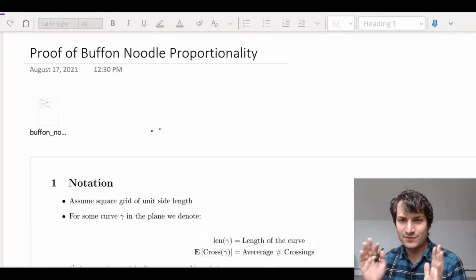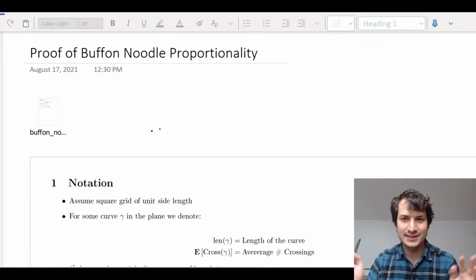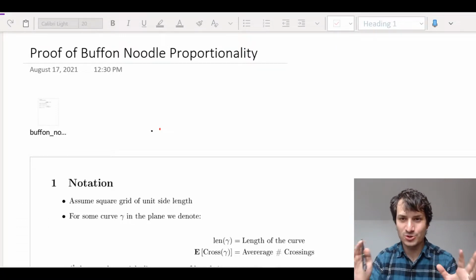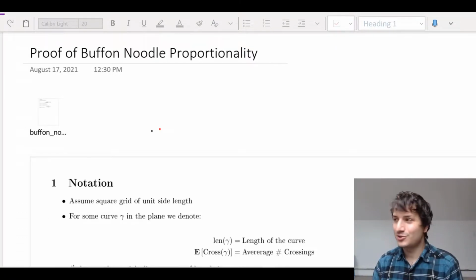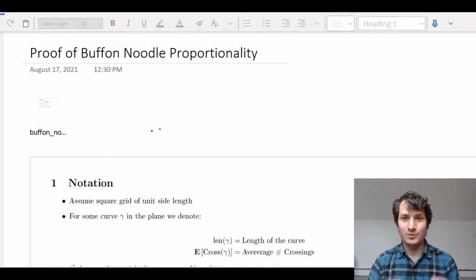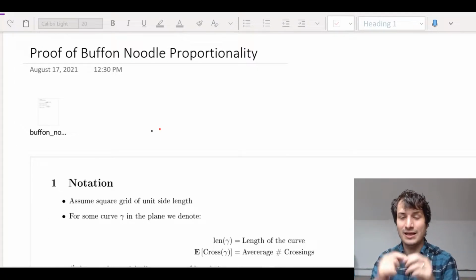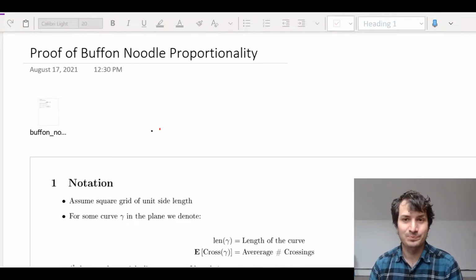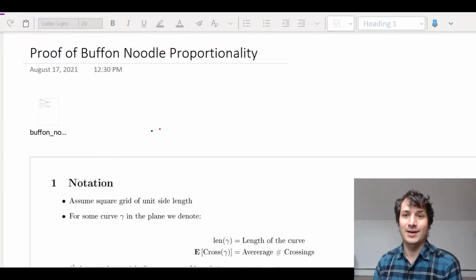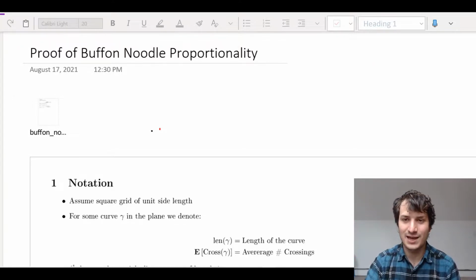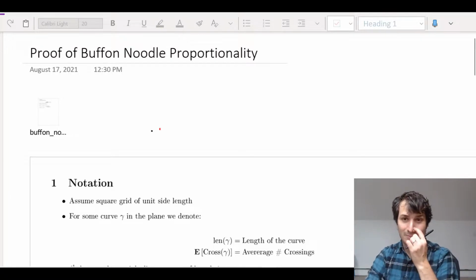Hello. Okay, so in this video, as promised, I'm going to do a more detailed and more rigorous proof of that proportionality from the main video. So in the Buffon Noodle problem, we are claiming that the expected number of crossings is proportional to the length of the noodle, no matter what the noodle shape is. And that's what we use in the proof. So here's a more detailed proof beyond sort of the hand-wavy cutting up the noodles that we did before.